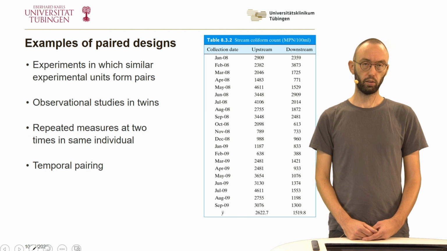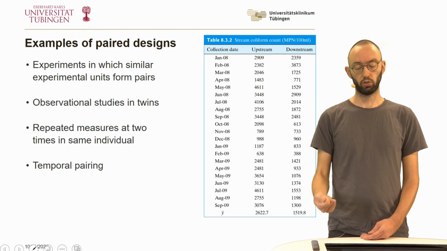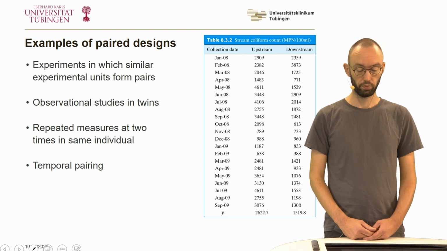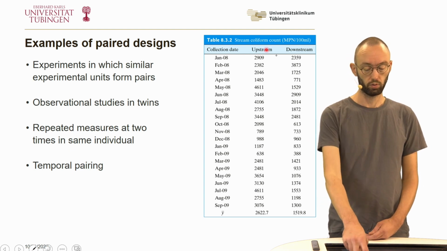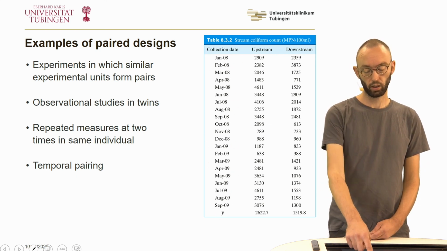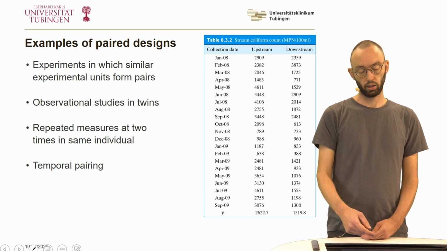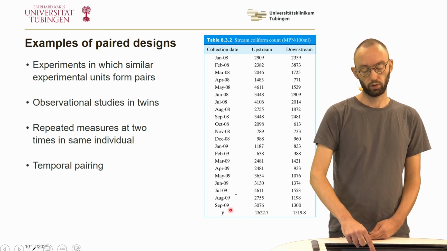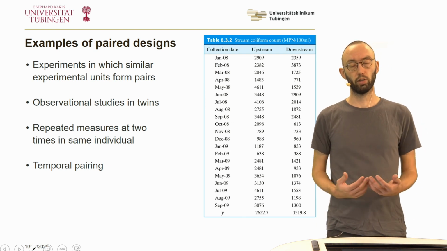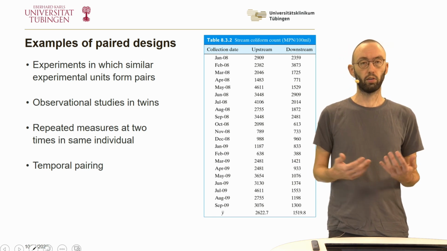There's also temporal pairing, where we collect for a number of dates upstream and downstream data. Let's say here the number of coliform bacteria in the water of rivers. So by looking at different dates throughout the year and collecting always upstream and downstream data at the same date, we are able to subtract out some of the variation that comes from the time of the year. For example, in the summer, coliform bacteria will proliferate more strongly in the warmer waters, when in the winter this may be less of a problem.